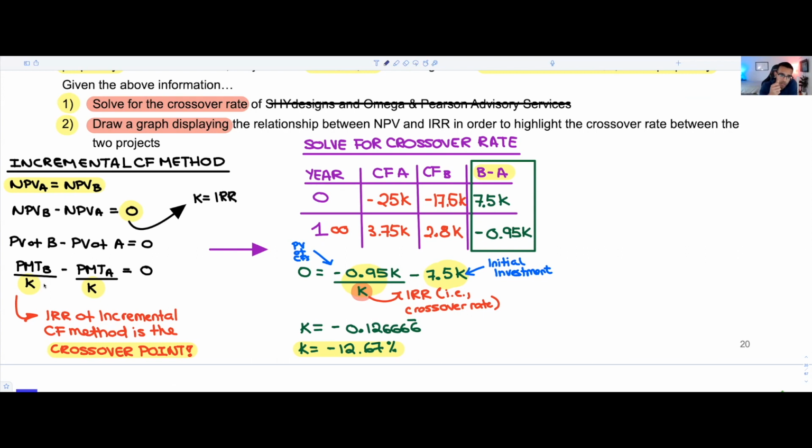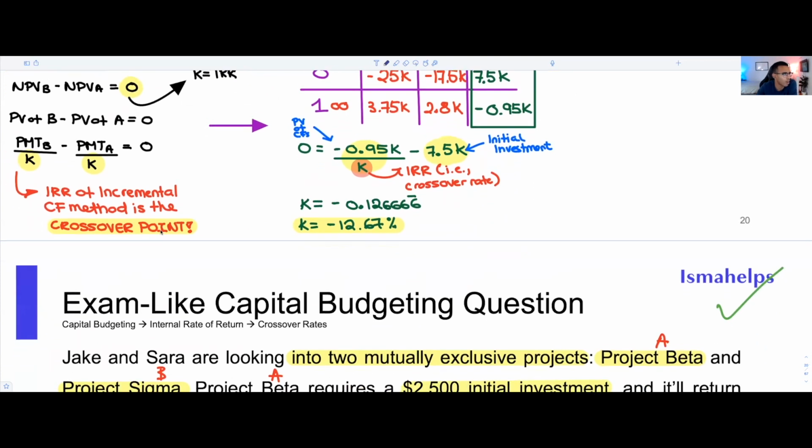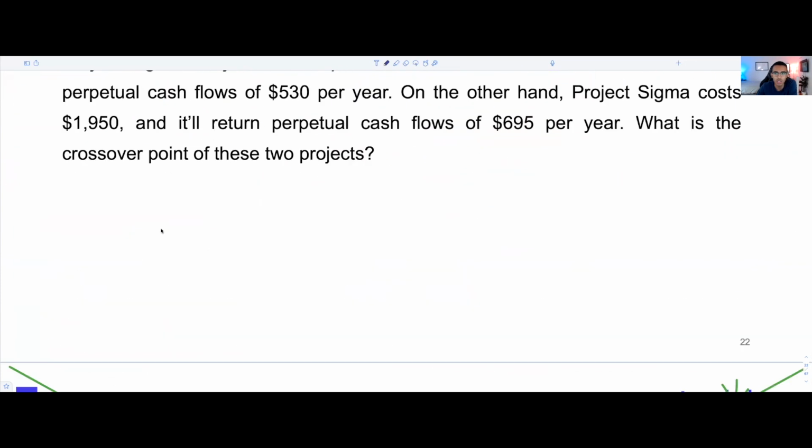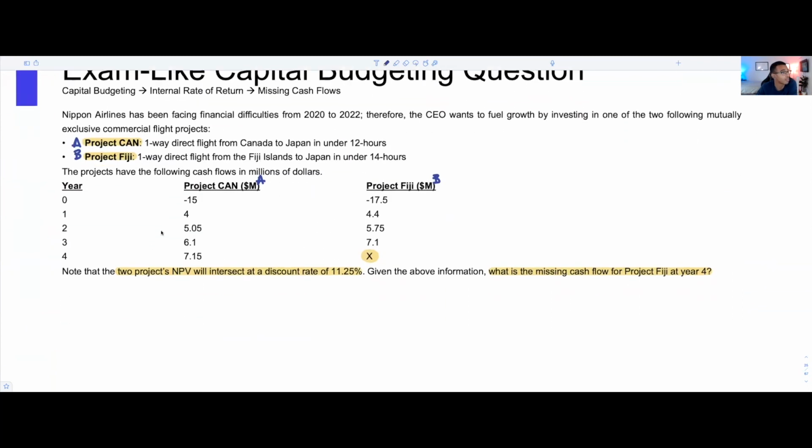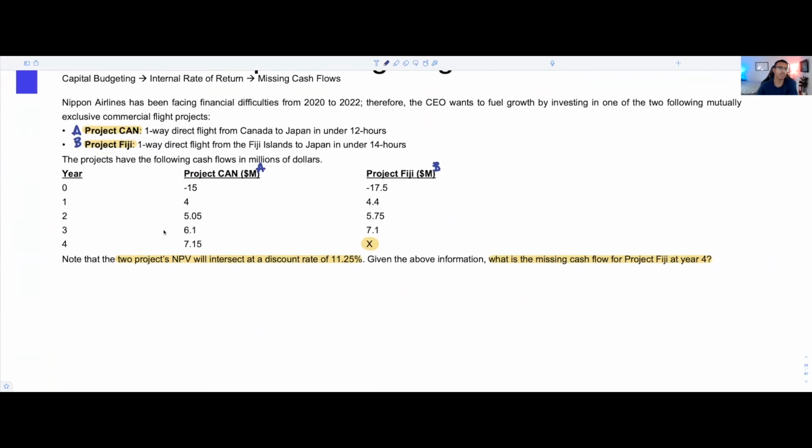The IRR of the difference of these cash flows under the incremental cash flow method is a crossover point. And we gave you that. We gave you the crossover point. The reason why that's awesome is because we could just reverse engineer our incremental cash flow method and use it to our advantage to solve for the missing cash flow. Okay. So if that doesn't make sense just now, don't you worry. It'll make sense because we're going to walk this step by step.